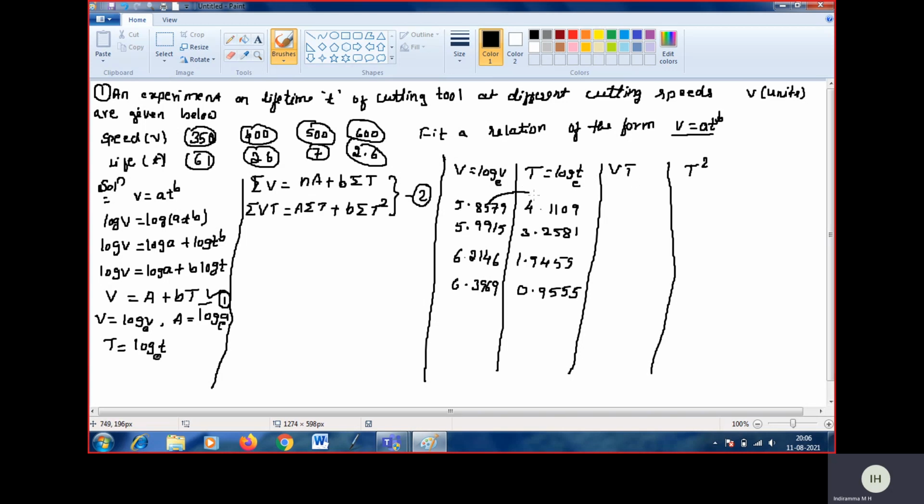So next we have to construct VT. So VT means multiplication of V into T. So multiplication of these two will give us 24.0812. Next, 5.9915 into 3.2581 will be 19.5209. Next, 6.2146 into 1.9459 will be 12.093.